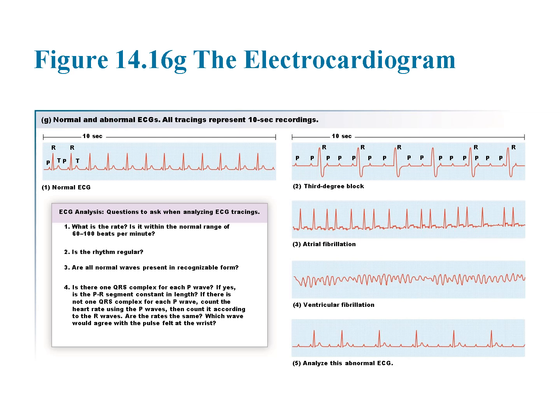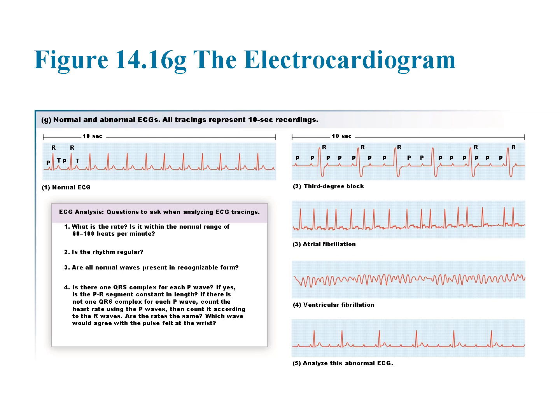The ECG analysis box provides key questions to assess heart rhythm. It prompts clinicians to examine heart rate, rhythm regularity, and the relationship between P waves and QRS complexes. Identifying discrepancies in these patterns helps diagnose arrhythmias and other cardiac abnormalities. By analyzing ECG waveforms and identifying deviations from normal patterns, healthcare providers can detect and manage various heart conditions, ensuring timely and effective treatment.